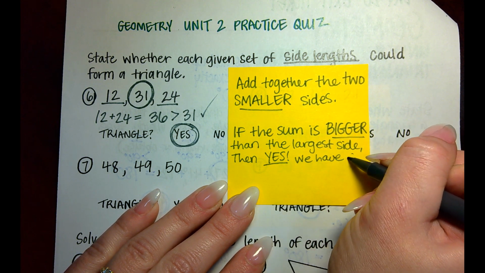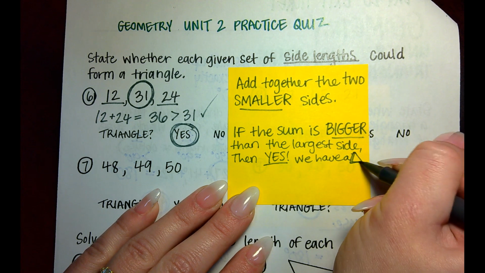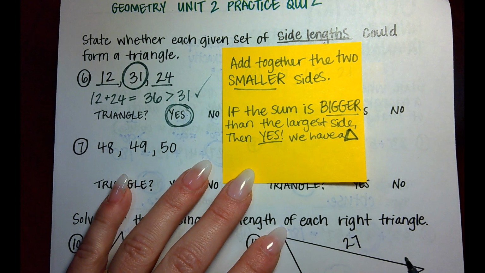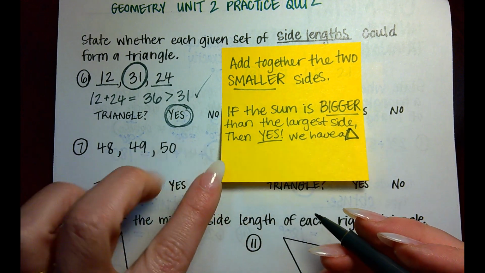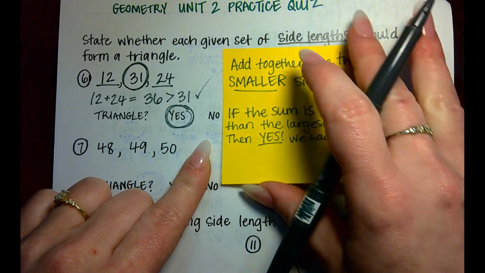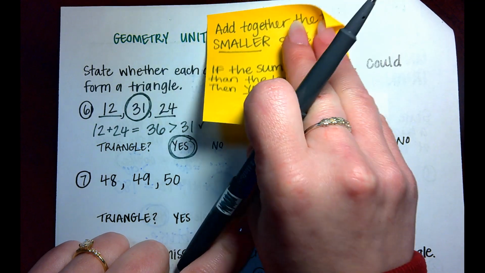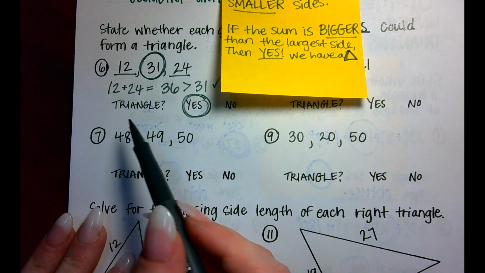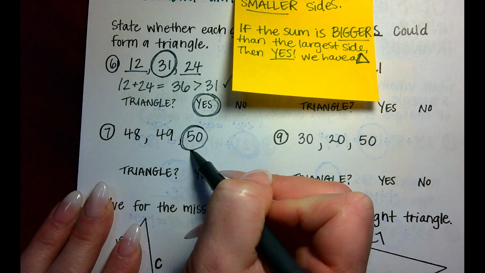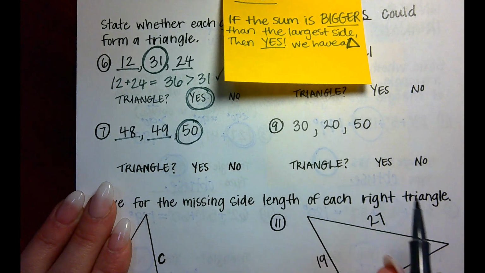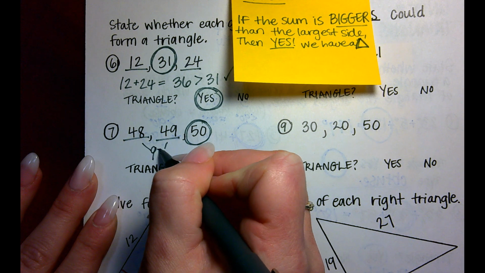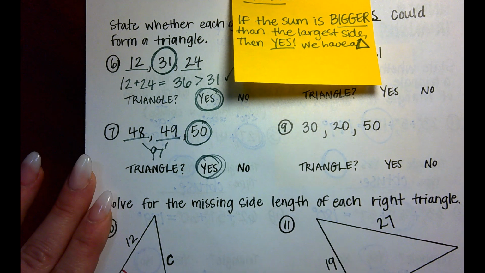Nice try. What did you catch? Number 9. So it has to be bigger. It can't be less than, and it can't be equal to. Let's look at number 7: 48, 49, 50. What's the biggest side? 50. So I'm adding together 48 and 49, which gives you 97. So yes, it would make a triangle, since that's much bigger than 50.